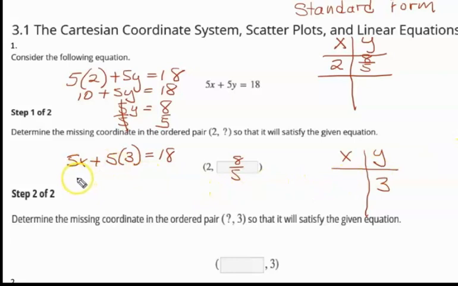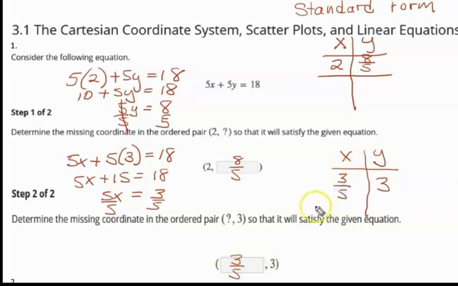Well, this is going to be 5x plus 15 equals 18. Transpose, this becomes a 3. Divide both sides by 5. Here x is 3/5. Again, not particularly an easy one to start us off with, but that's the way it is sometimes. All right, let's go on.